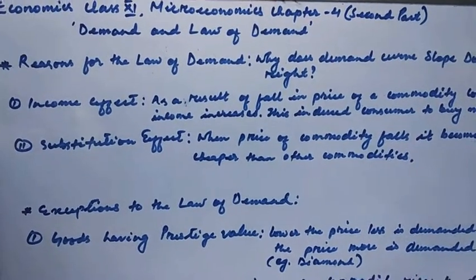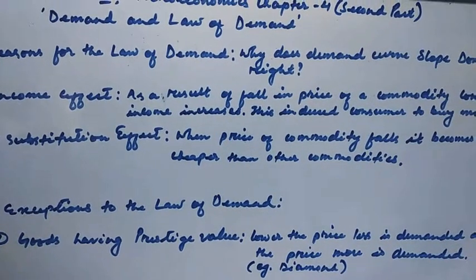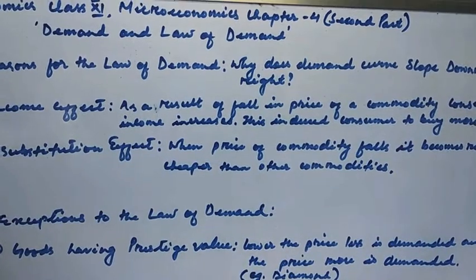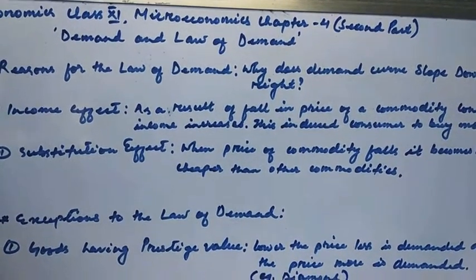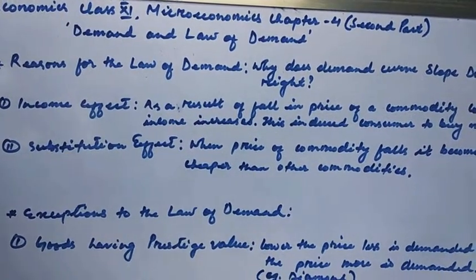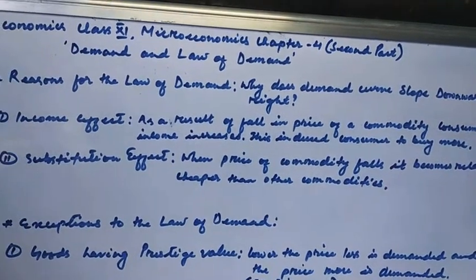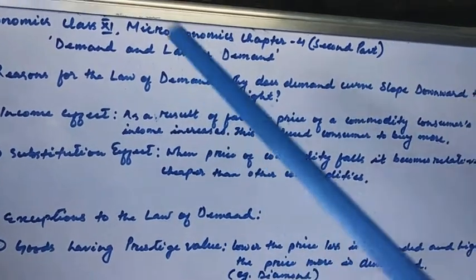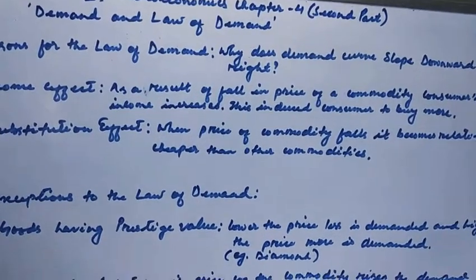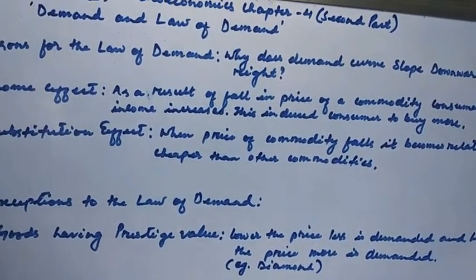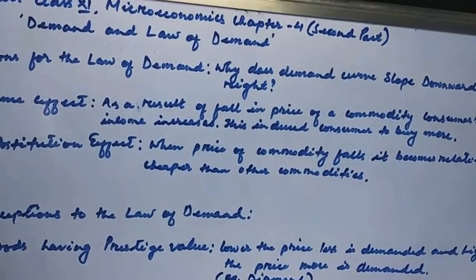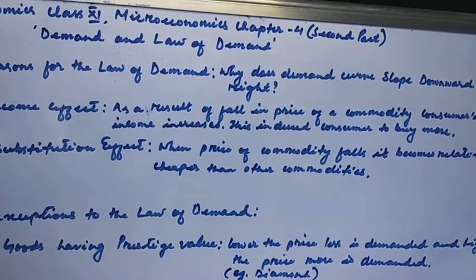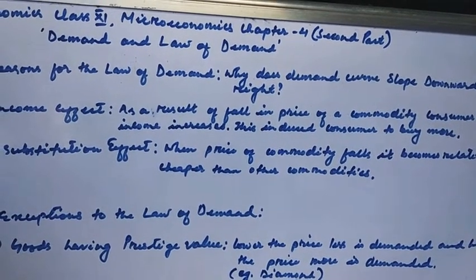Here they are giving an alternative explanation for why the quantity demanded, or the demand curve, slopes downward towards the right. It is because of the law of demand that we have the downward sloping demand curve. But why is the law of demand rule valid? How does this validity of the law of demand stand?